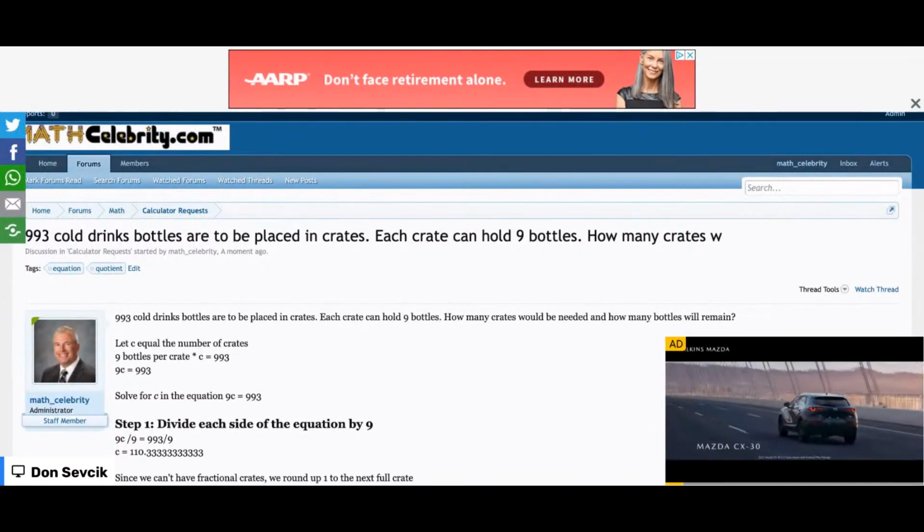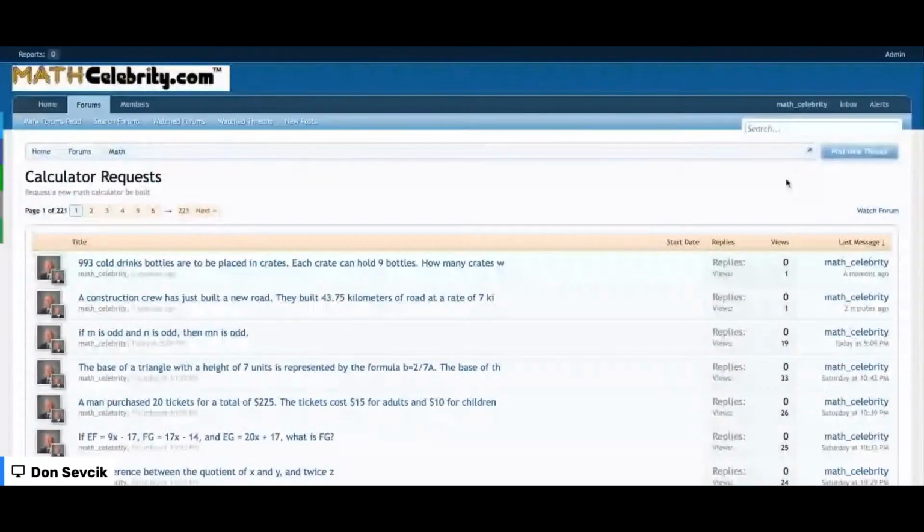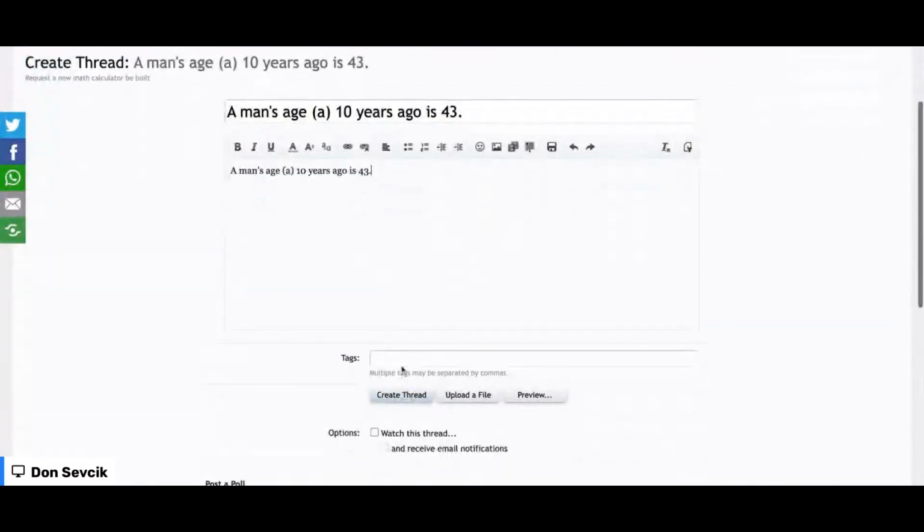Let's do this one. Good old age word problems and algebraic expressions. All right, a man's age 10 years ago was 43. So what this means is A, 10 years ago, means we subtract. A minus 10 equals 43. That's how we do that.